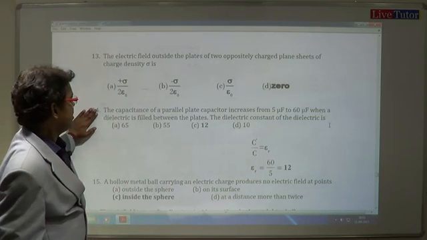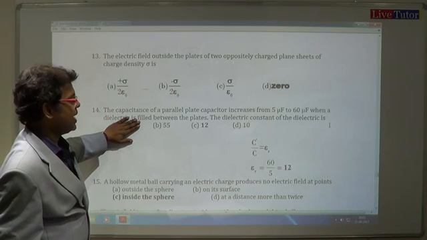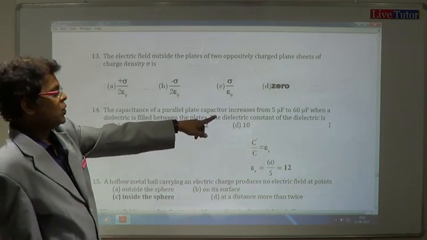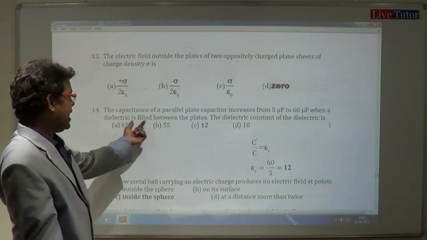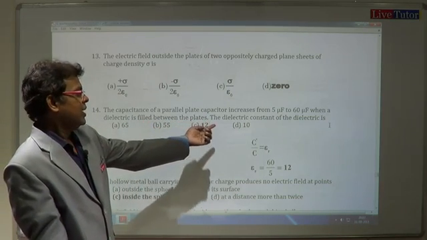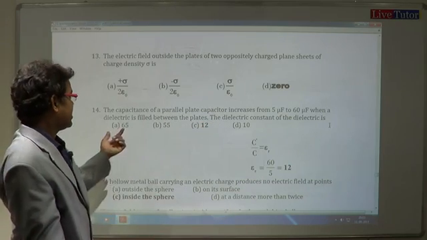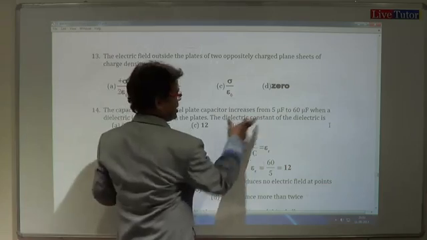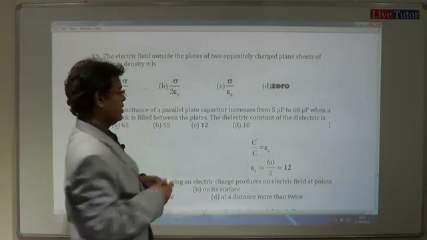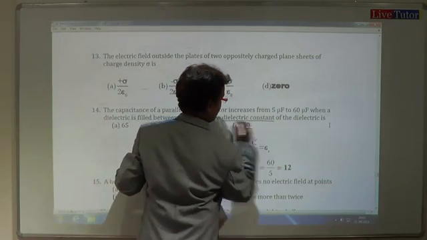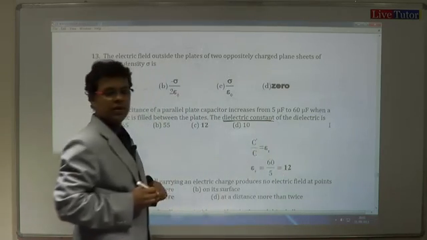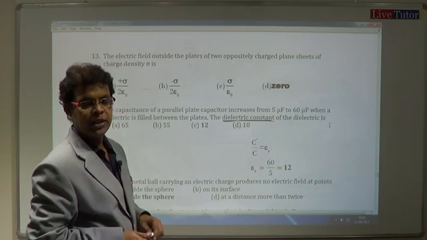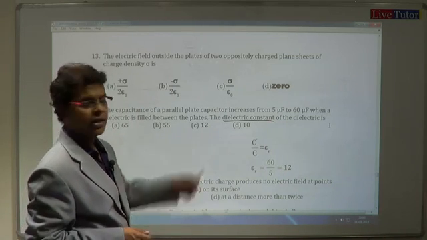And then next one, this one is capacitance of parallel plate capacitor. It is increasing from 5 microfarad to 60 microfarad when a dielectric is filled between the plates. The dielectric constant of the dielectric is அப்படினு கேக்குறாங்க. அப்போ what is meant by dielectric constant? இதுக்கு இன்னொரு பேர் இருக்கு தெரியுமா? What is the other name for this? Nitya, tell me, what is the other name for this dielectric constant?